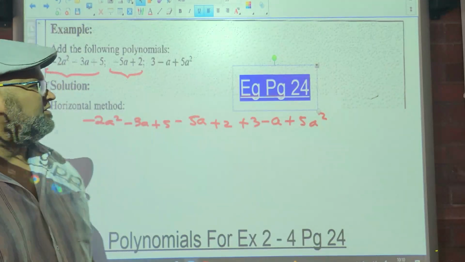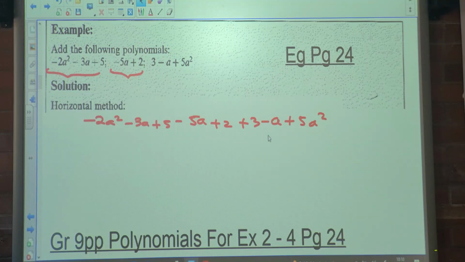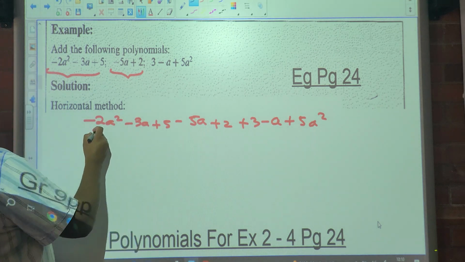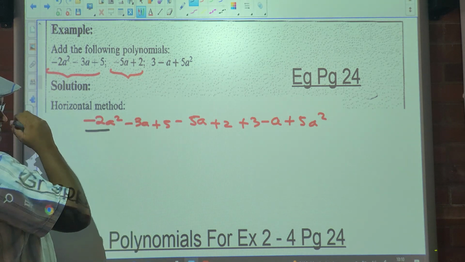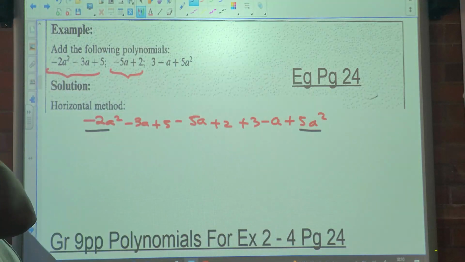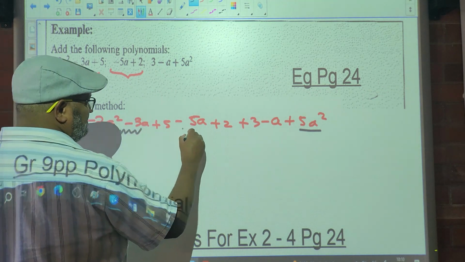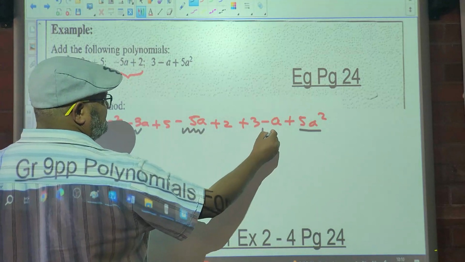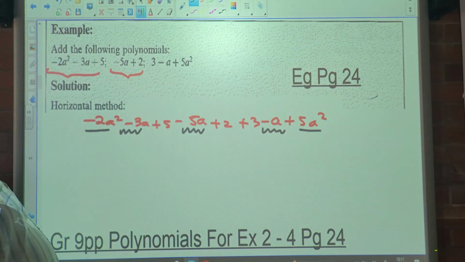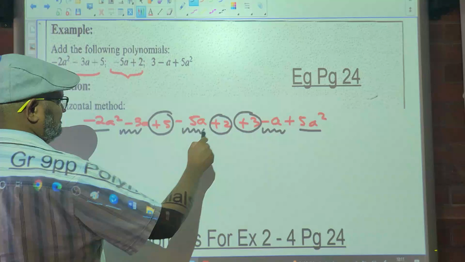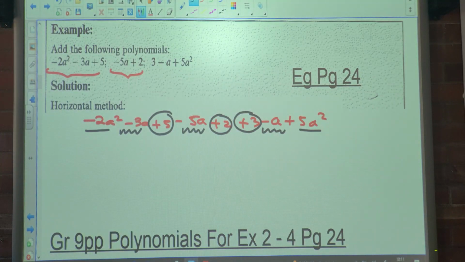Okay, so what do we do from here now? We add like terms, not so. So negative 2a squared is a like term to 5a squared, not so. Negative 3a is a like term to negative 5a, which is also a like term to negative a. 5 is a like term to 2, which is a like term to 3. Right. So add your like terms quickly.